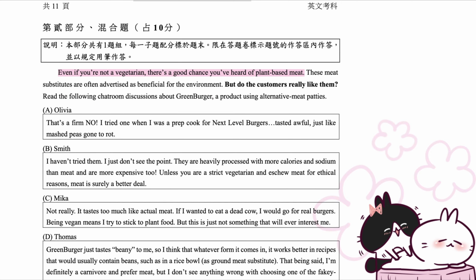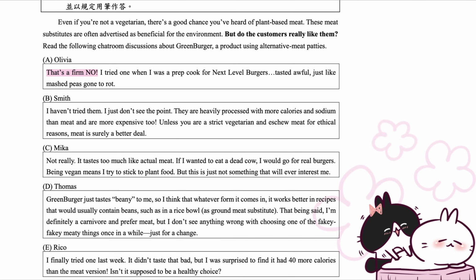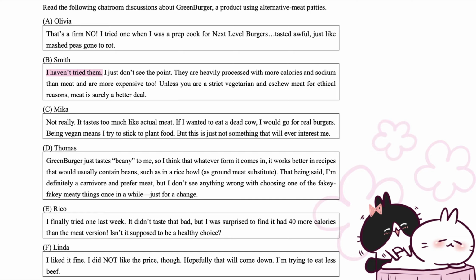Even if you're not a vegetarian, there's a good chance you've heard of plant-based meat. These meat substitutes are often advertised as beneficial for the environment. But do the customers really like them? Read the following chatroom discussions about Green Burger, a product using alternative meat patties. A. Olivia. That's a firm no. I tried one when I was a prep cook for Next Level Burgers, tasted awful, just like mashed peas gone to rot.